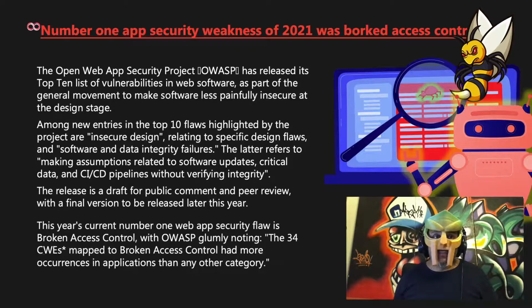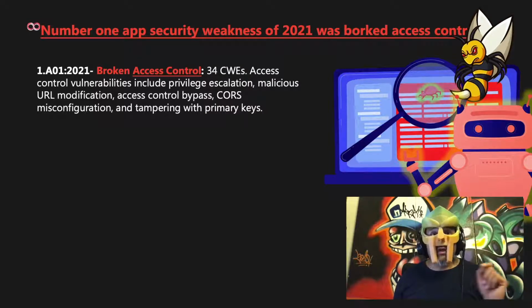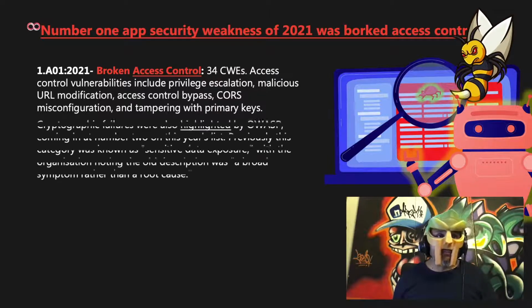This year's current number one web app security flaw is broken access control, with OWASP glumly noting that the 34 CWEs mapped to broken access control had more occurrences in applications than any other category. So here is their number one with broken access control, again with 34 CWEs, and it's defined as access control vulnerabilities including privilege escalation, malicious URL modification, access control bypass, CORS misconfiguration, and tampering with primary keys.